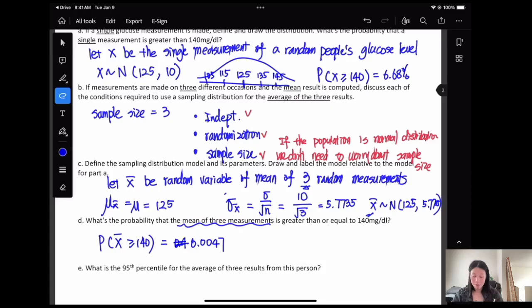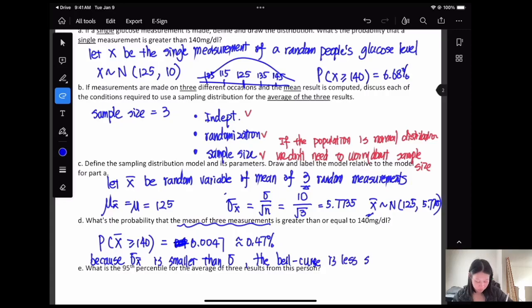So why is this so much smaller than that one? This one is approximately 0.47%. For the population, the measurement being greater than 140 gave you 6.68%. But when it comes to the sampling distribution, being greater than 140 seems very unlikely, which is 0.47%. Why is that? That is because the sigma of the sampling distribution, sigma sub x bar, is way smaller than the population sigma. So the bell curve is less spread out, which means it's less likely to be greater than 140.